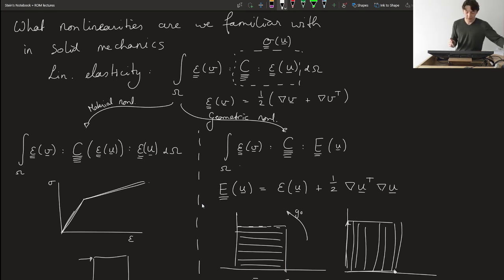Yeah, so if I do my Gateau derivative, so my directional derivative, then I would have to vary this u here only.